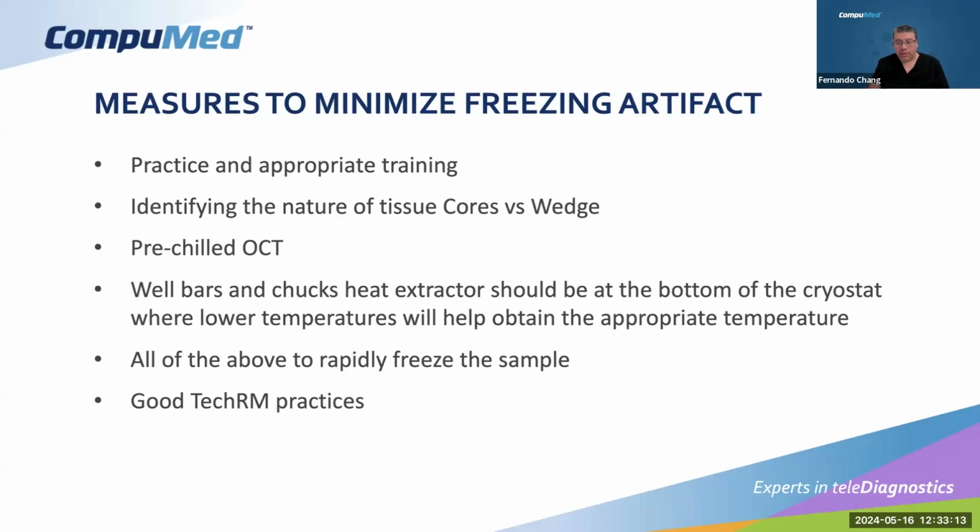Sometimes some cryostats actually have special areas with the lowest temperature, with bars or flat structures made for that. This is the lowest area, where you know the lowest temperature is. And this is important because we have to rapidly freeze the sample. The longer we take, the more this crushing-looking freezing artifact will appear in the section.